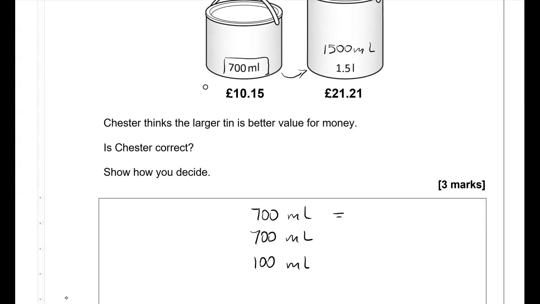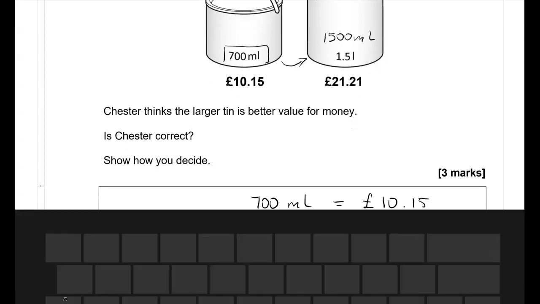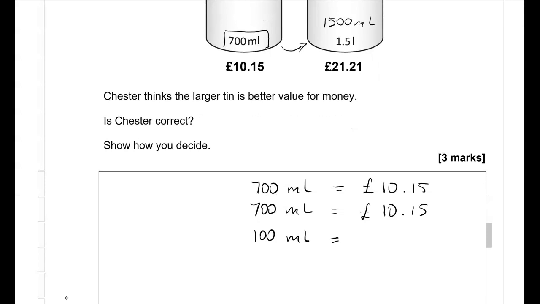So 700 milliliters cost £10 and 15 pence. Again, another £10 and 15 pence. What about 100 milliliters? So to work that out, I'm going to do 10.15 divided by 7. Which is 1.45.